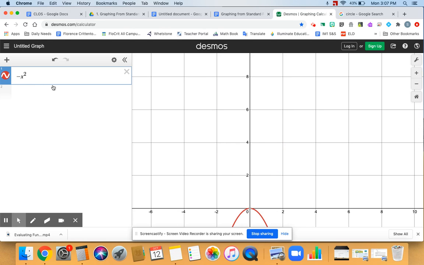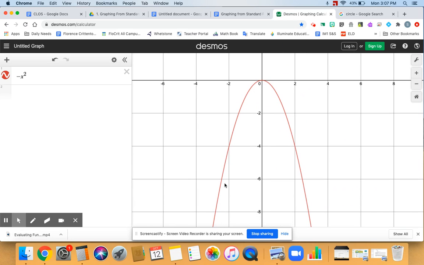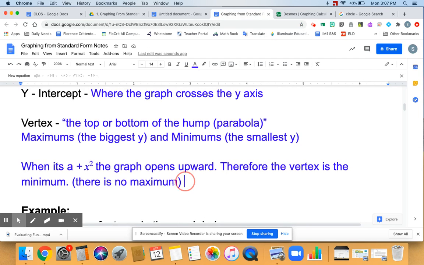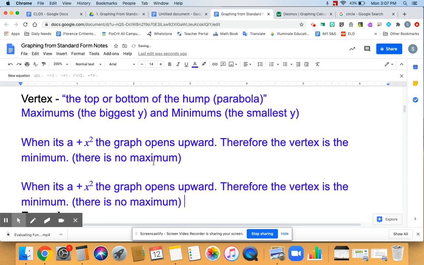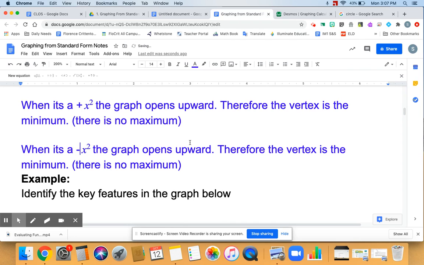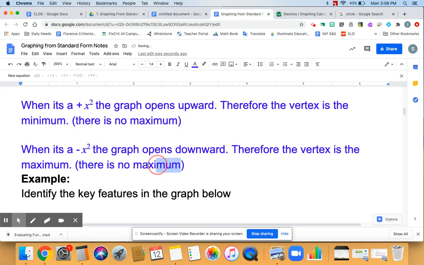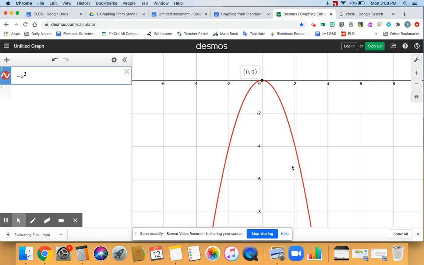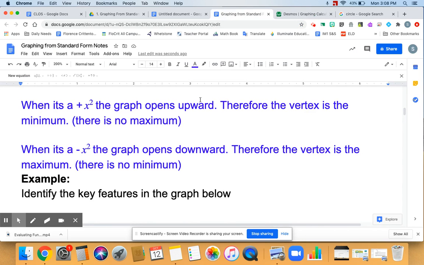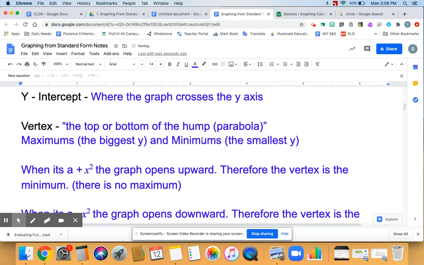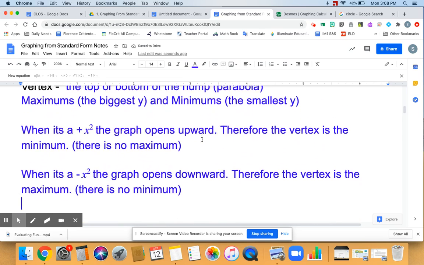And then if it's a negative x squared, then the graph is facing downward because everything's going down. So I'm going to copy this. Except when it's a negative x squared, the graph opens downward. Therefore, the vertex isn't the minimum this time. The vertex, the top of the hump, is the maximum amount, meaning that there is no minimum in this case because the graph is going to keep going downwards. So these are the key features of any graph.